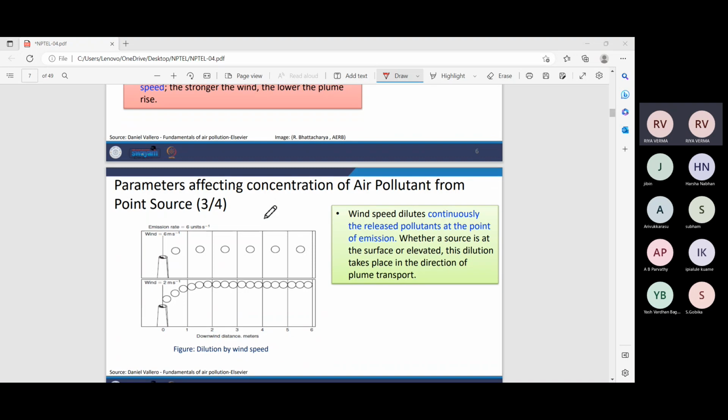Now, next thing is that wind speed continuously dilutes the released pollutants at the point of emission, as explained earlier. If the wind speed is more, the concentration of pollutants gets diluted, as you can see from this picture. Here the concentration of pollutant is very much diluted compared to this one, where the wind speed is much lower. Here it is 6 meters per second, and here it is 2 meters per second. So you can observe the concentration of pollutants is higher when the wind speed is lower.